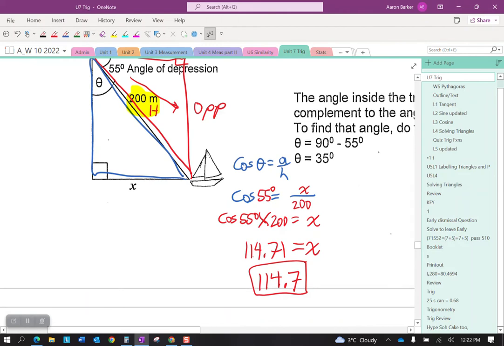So I'll show you that you can also work in the regular triangle as well.